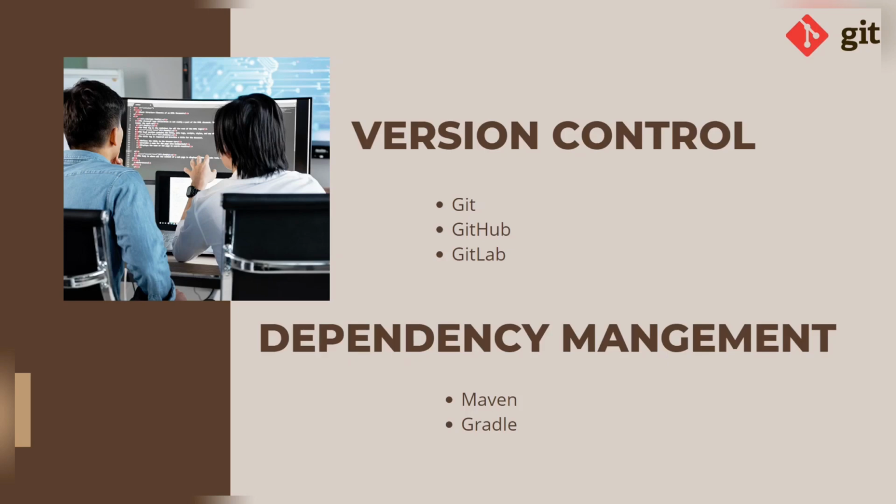The next and important topic is version control and dependency management. As an automation tester, you should have knowledge about version control and dependency management. For version control, you can choose GitHub or GitLab or any other version control tool. For dependency management as well, you can choose any, Maven or Gradle, that will be your choice, and start working on that and use that in your automation framework.